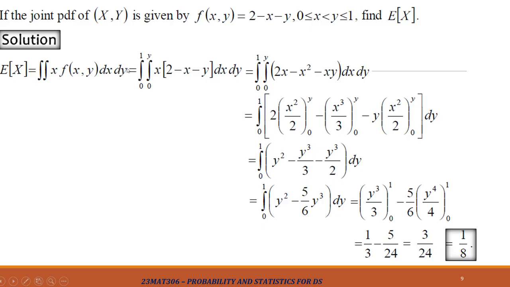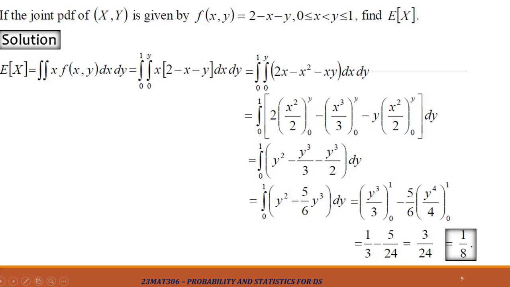First, we have to write the expected value formula. For a single random variable, it is x into our function into dx dy. Why are we taking a double integration? Because the function is given in terms of both variables x and y. So we have to integrate twice. Here we have to substitute our f value.